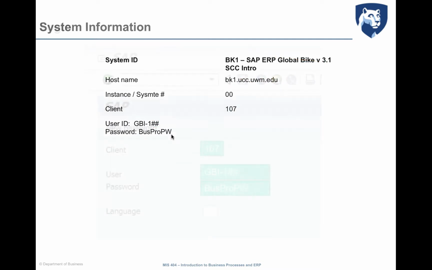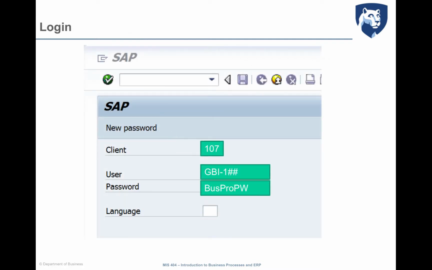Why am I telling you this? Because when you log in to the system, in order to log in correctly, you need to insert this information here. In particular, the first time you log in, please remember to insert 107 for the client, because it starts with 000, and if you try to log in with 000, it doesn't work. Then you should insert GBI-TRADE-1 pound and your number here, and the first time you log in, BuzzPro PW.